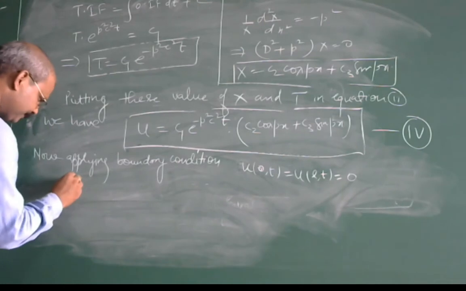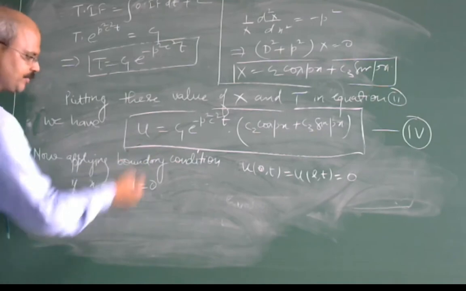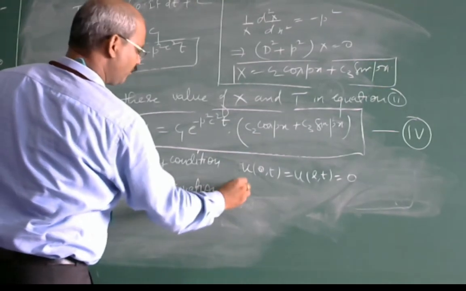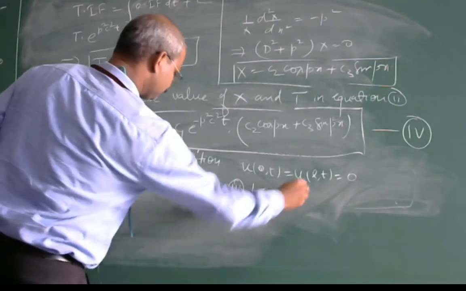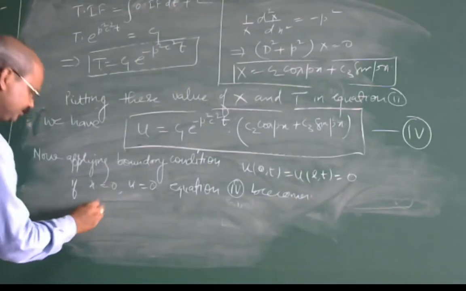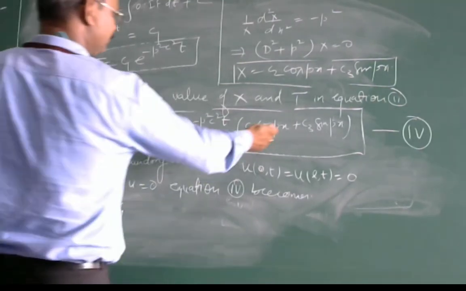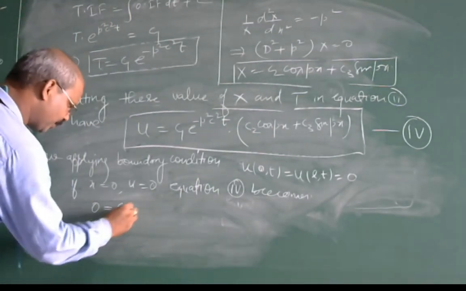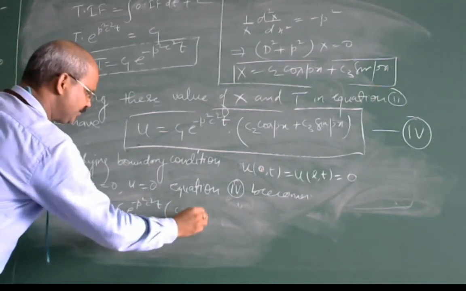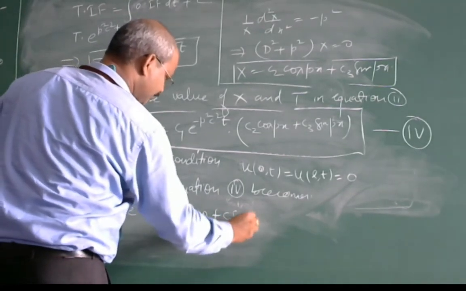So now if x is equal to 0, u equal to 0. By putting this in equation 4, it becomes u(0,t) equal to c1 e to the power minus p square c square t into (c2 cos 0 plus c3 sin 0).